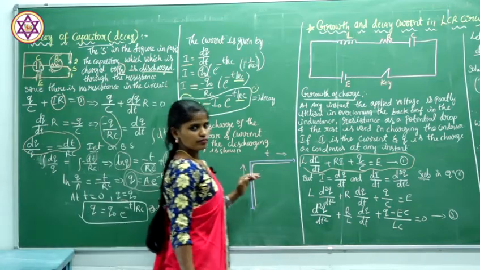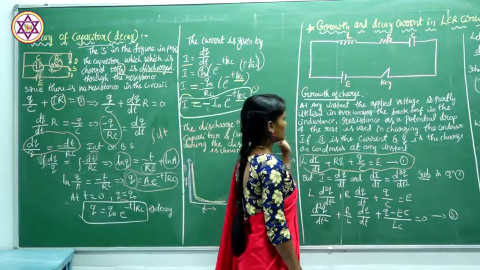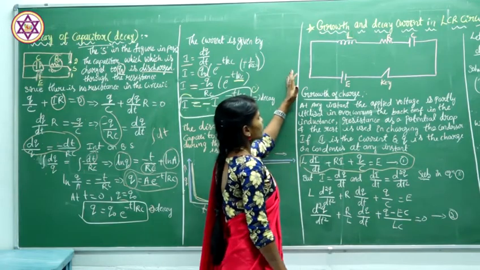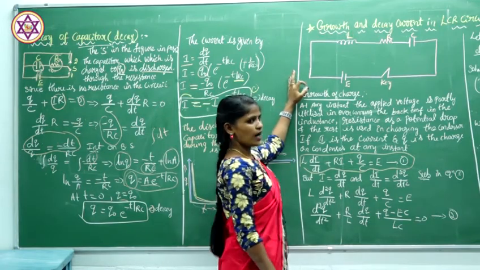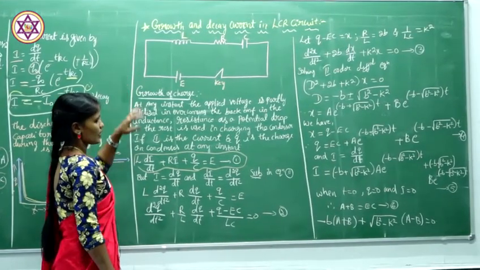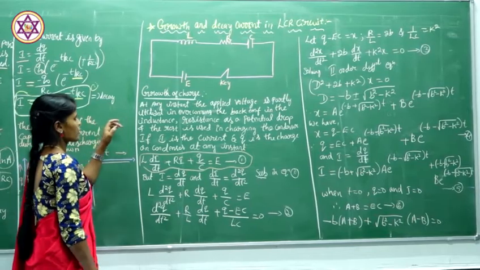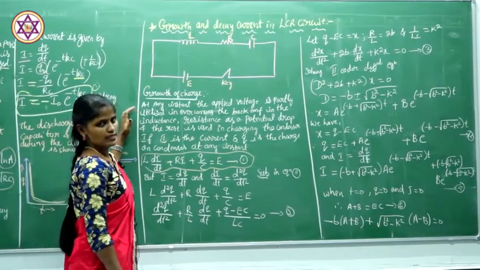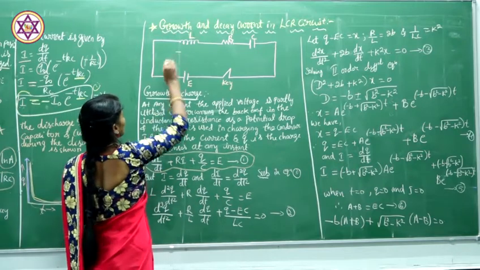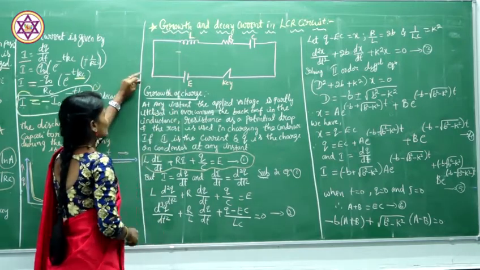Next is the main concept. In this unit, the main concept is growth and decay of current in an LCR circuit. L is the inductance, C is the capacitor, R is the resistance. So it is an inductor, capacitor, resistance circuit. Let us consider the growth of charge.